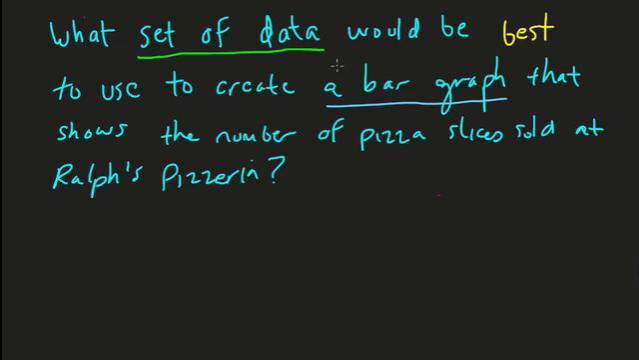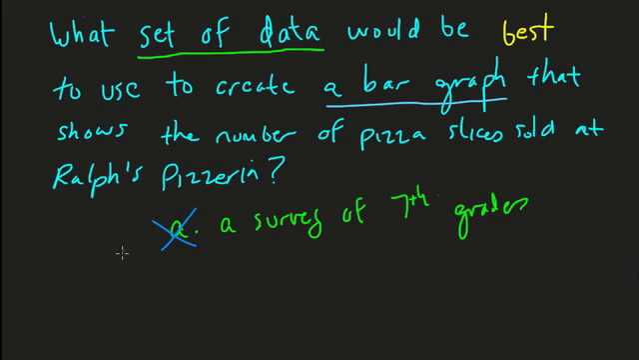You don't want to just represent what's going to happen in a small subgroup, but you want to represent as many people as possible. So the first choice they gave was a survey of 7th graders. And that one right away, you can say, oh, okay, a survey of 7th graders is out. Because that would only tell you how many students from that particular group of 7th graders actually went to the pizzeria. It wouldn't tell you about the adults or other people in the community.